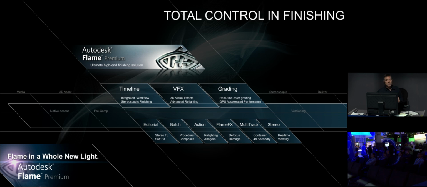You've been watching a demonstration of Flame Premium. It's what we like to call total control and finishing. We've looked at grading, real-time color grading. So you Flame users who want to use the real-time grading tools, you need to get Flame Premium for that. We've also looked at the visual effects portion of the software where we did all that cool relighting and 3D tracking. So all you colorists who want to take your look development further by doing relighting, you can do that. And then finally, the timeline UI where you have that great timeline workflow with all the great Flame tools.